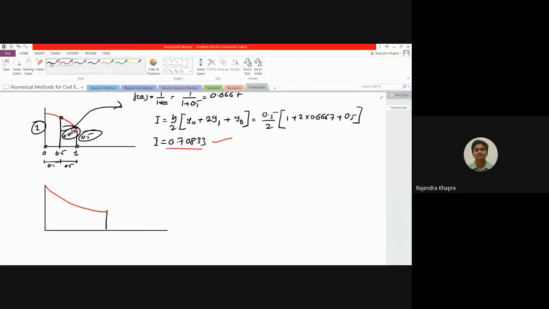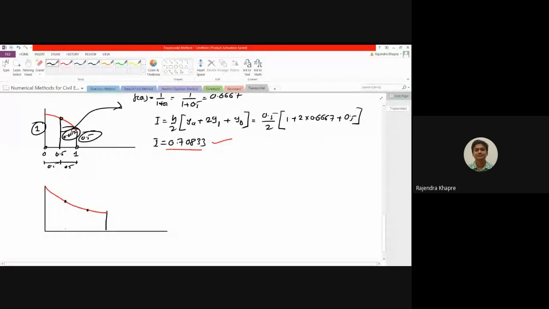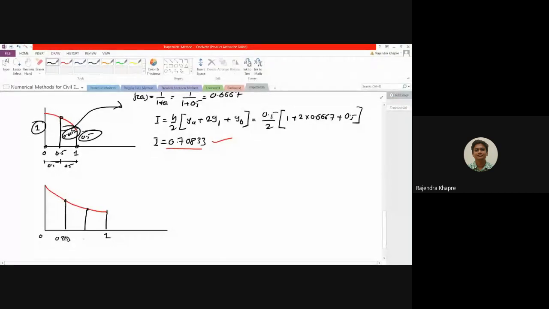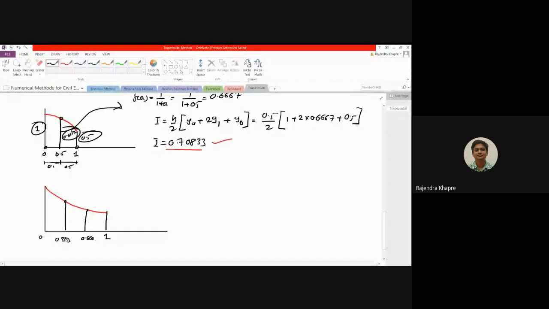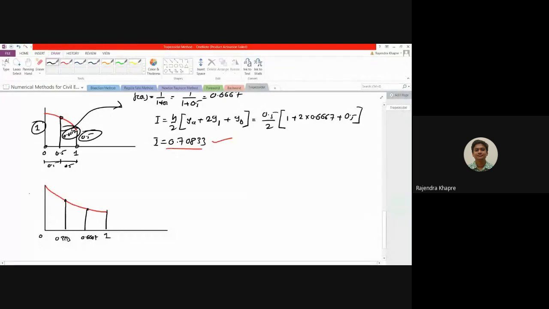So now this time I'll be using two intermediate points, which divide the interval between 0 and 1 into equal parts. So this will be 0.3333 and this will be 0.66667. The corresponding y values here, this will be 1, and this will be 0.5.